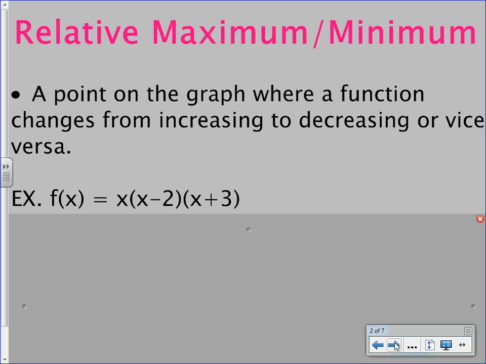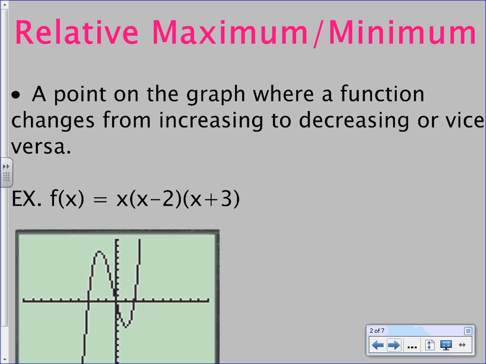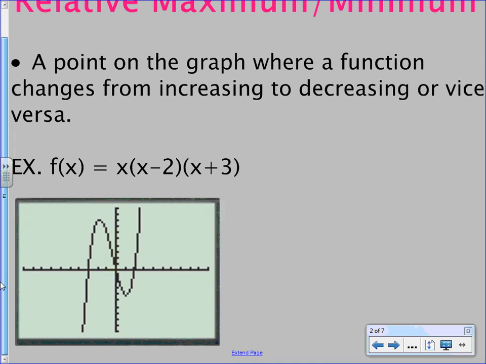Now, this is something that we can do, but it's not always accurate. Calculus will help us become more accurate with finding minimums and maximums. Okay? So here is the function that we're going to look at.